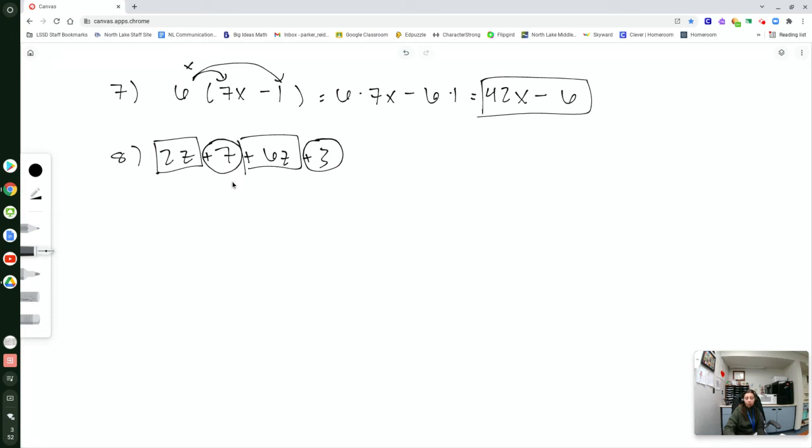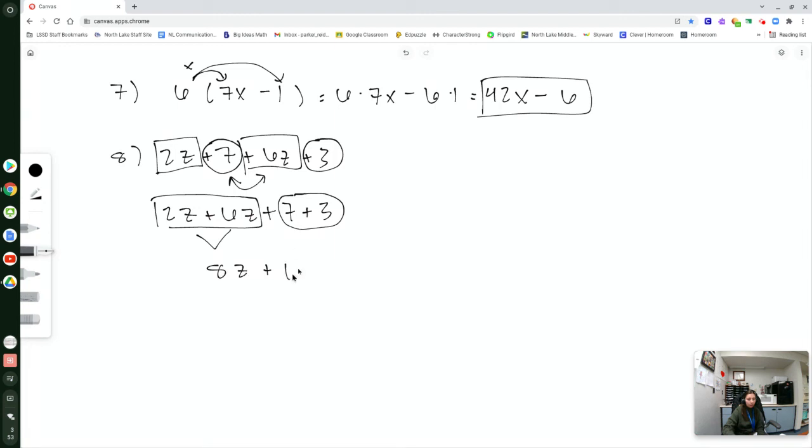So now I'm going to go ahead and rearrange my expression to get the like terms next to each other. I'm going to do that by just swapping the middle two to end up with 2z plus 6z plus 7 plus 3. So the 2z and 6z are next to each other, 7 and 3 are next to each other. Notice that when I moved each piece, when I moved 6z, I still kept the same symbol in front. It still said plus 6z. It still said plus 7. Now I can combine them. 2z's plus 6z's, that makes 8z's, and 7 plus 3, that makes 10. So I end up with 8z plus 10.